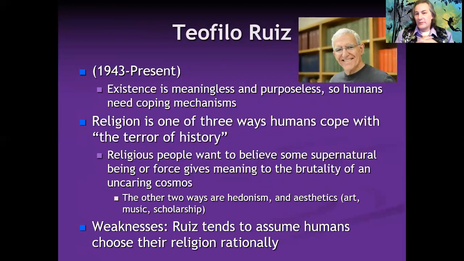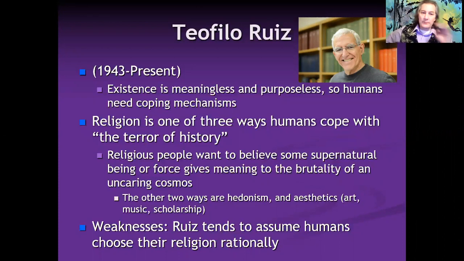Teofilo Ruiz comes out of Cuba, works in America. He doesn't intend to come up with a theory of religion, but in his work, he works in history. He unintentionally does, and it comes out of his readings mainly of the Middle Ages. So, what do we start with Ruiz? Existence is meaningless and purposeless. I like this already. So you need a way to cope. This is almost getting to Nietzsche, where the Übermensch, the Superman, is able to construct a meaning of life, even though he realizes that life has no meaning or purpose.